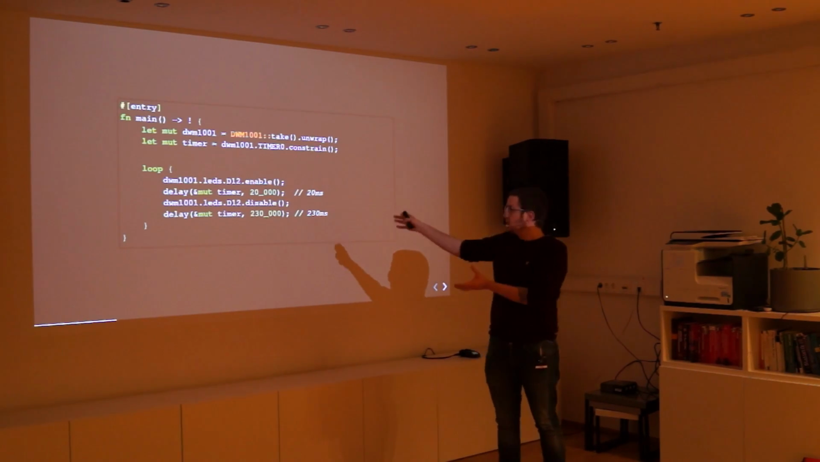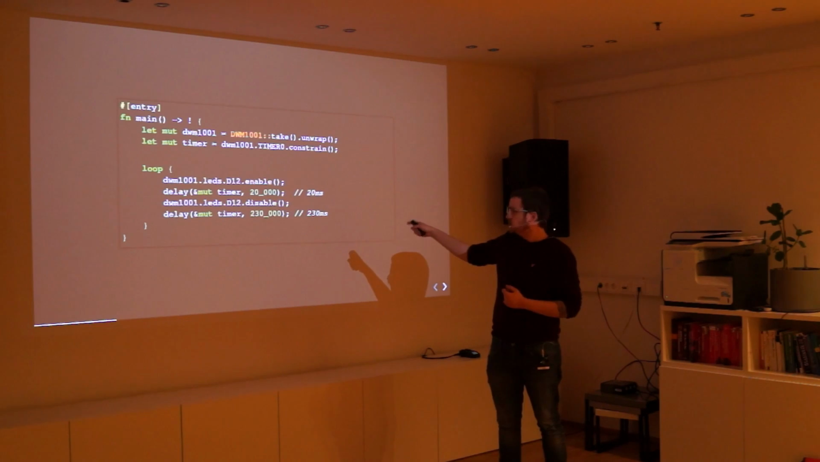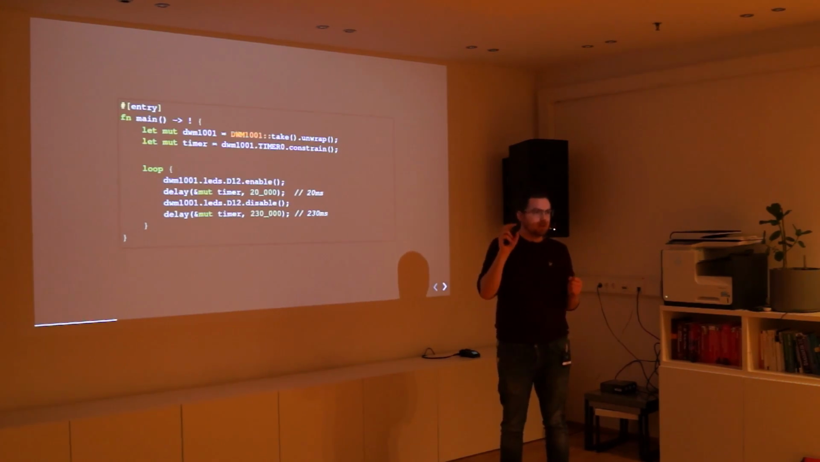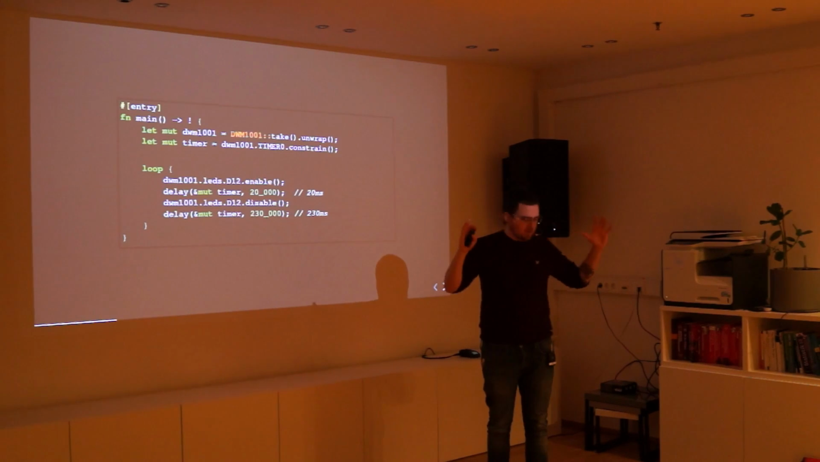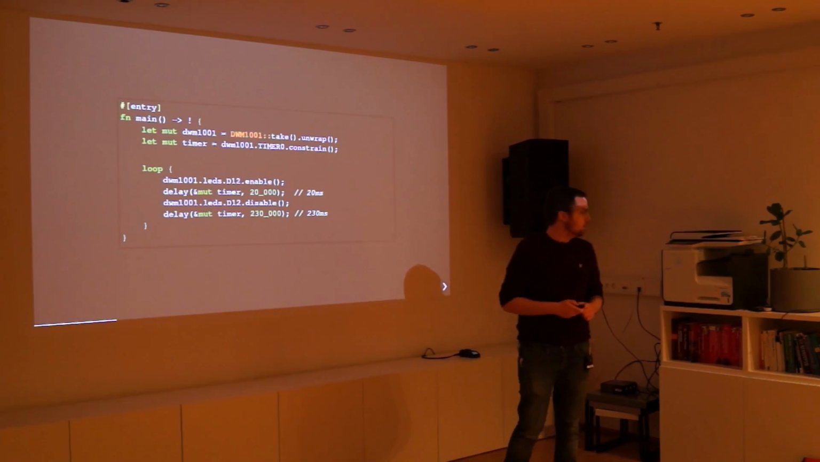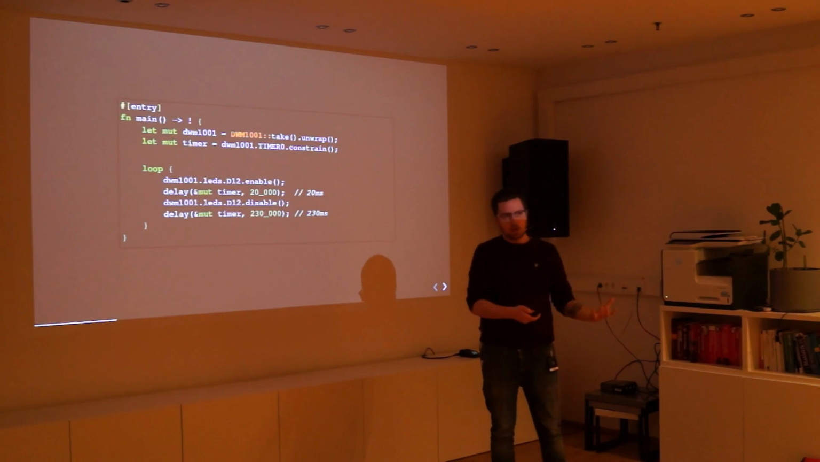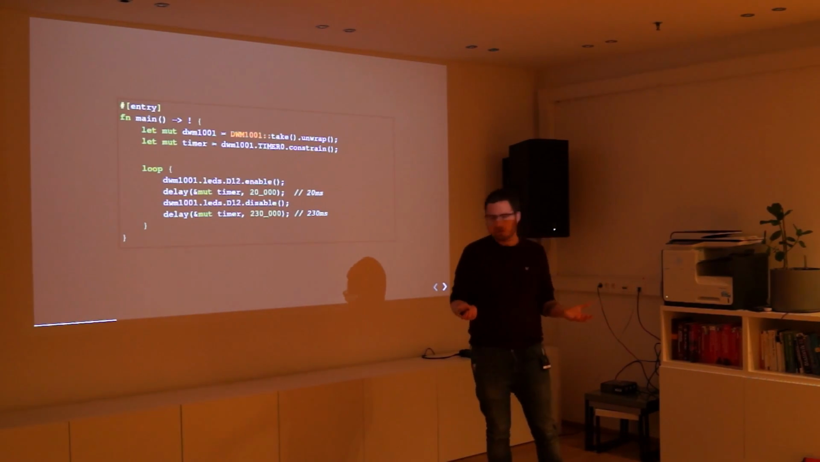We have an endless loop that turns an LED on. It waits 20 milliseconds, and then it turns the LED off, and it waits 230 milliseconds. So it's going to go blink, blink, blink, blink over and over again. And this is great. This is a whole functional embedded system. It's the best thing that can ever be shipped. But this is your code. How does that actually make the whole system go?